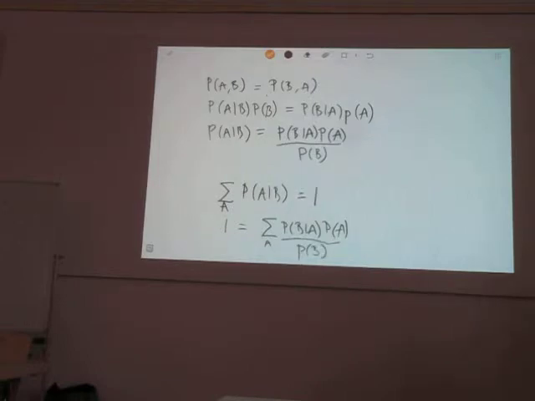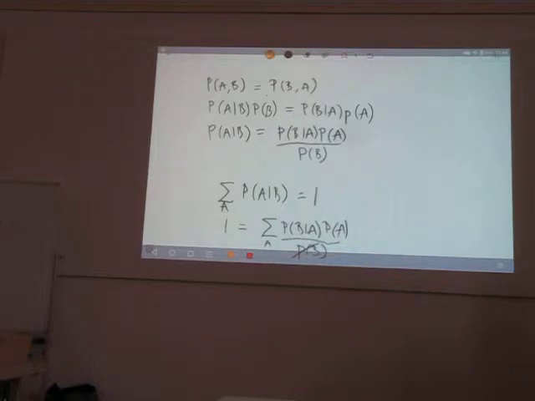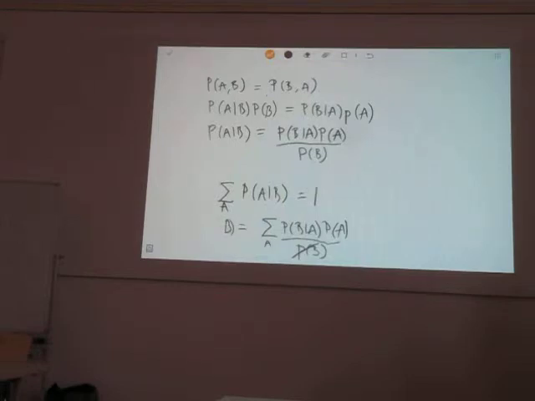But P of B on its own has got no dependency on A at all, so I can take it out the front, and you can take it onto the left-hand side. So if I cross it out, bring up a menu bar for some reason, and put this over here as, turn this into a B. There we go. Oh, that's cool. Okay. There you go. Then this is the definition of P of B.